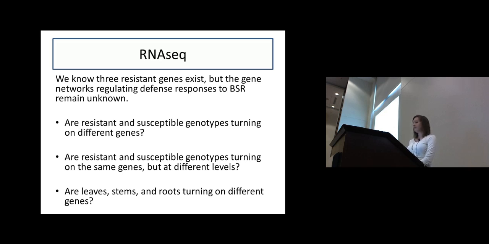So there are 3 resistance genes, but we don't know a lot about how they work or the defense networks regulating the response. So we want to ask questions about expression. Are the resistant and the susceptible genotypes turning on different genes? If they're turning on the same genes, are they turning them on at different levels? And what are the differences in the leaves, the stems, and the roots?